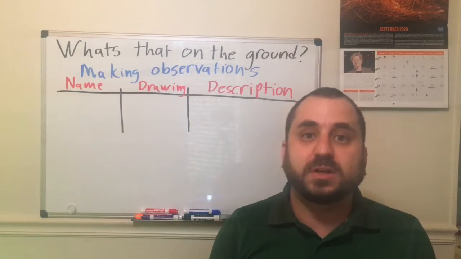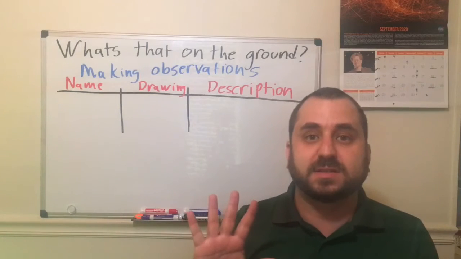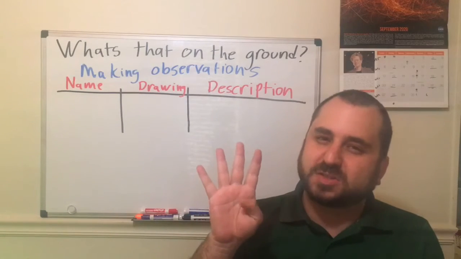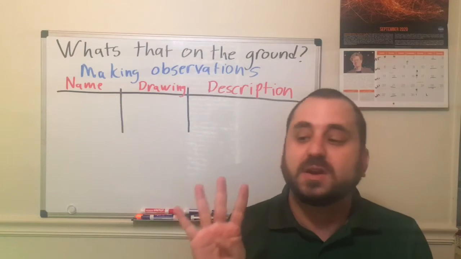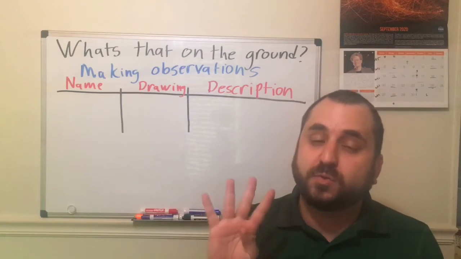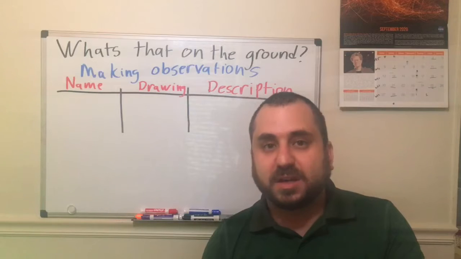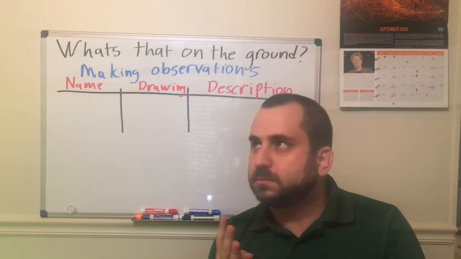So what we'll be doing is using our 5 senses. Well, taste maybe not so much when it comes to finding things on the ground, but we'll definitely be using our other 4 senses of sight, hearing, smell, and touch.